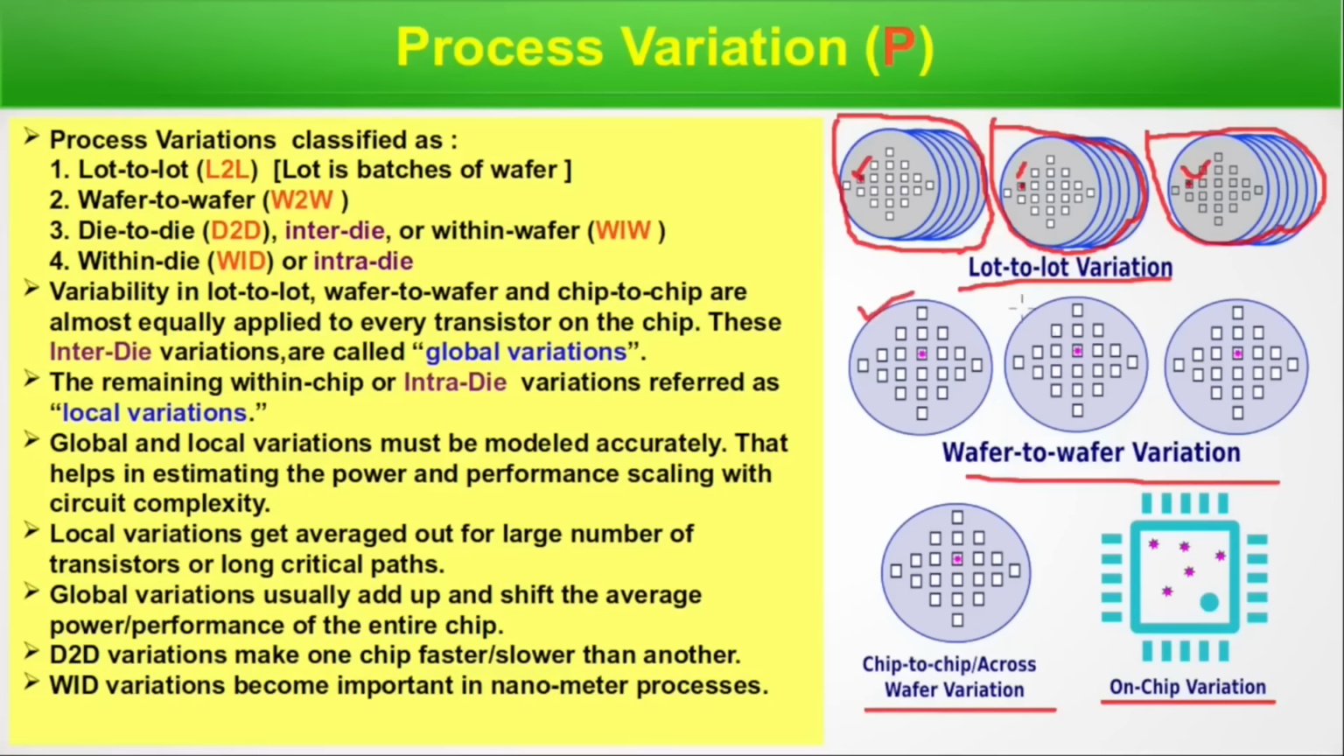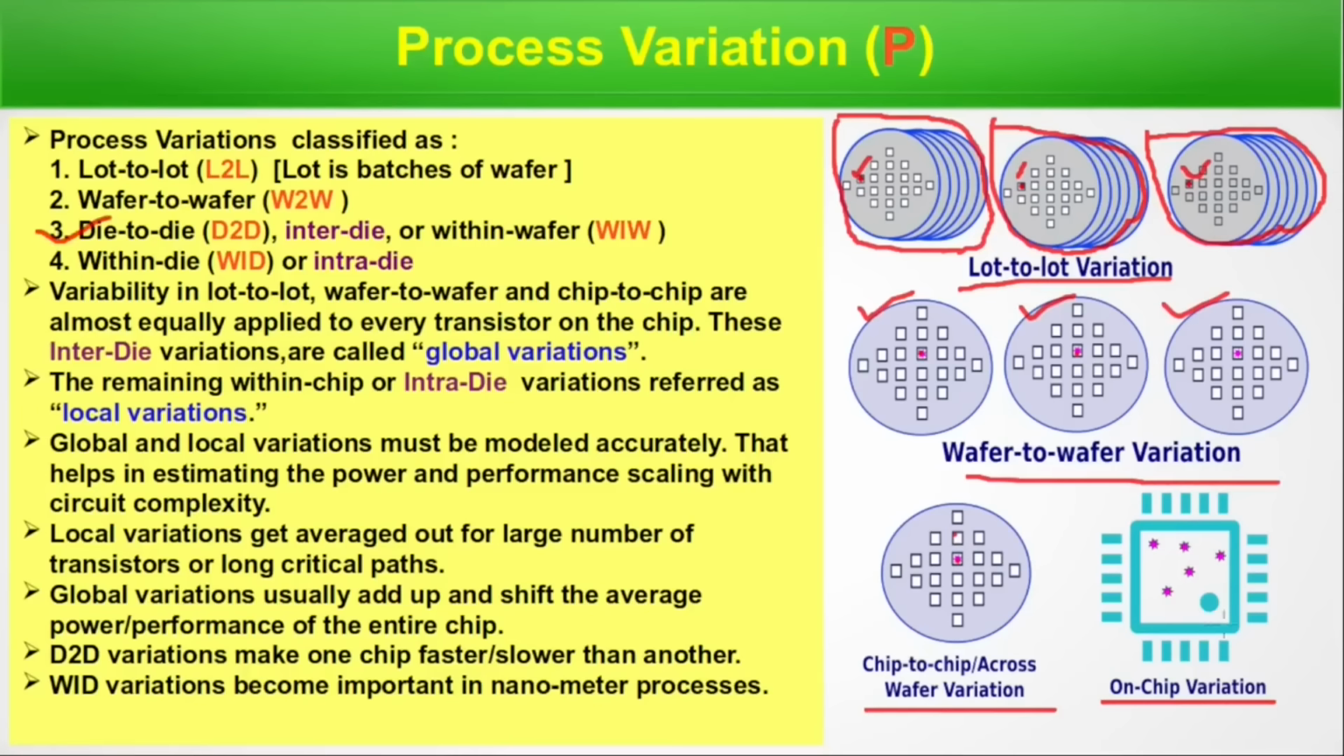From this wafer to this wafer, the same position, same die is different. Now die to die: in a single wafer, so many dies are there, and this die is different from another die. That is die to die, or inter die, or within wafer. Inter die means between two dies on the same wafer.